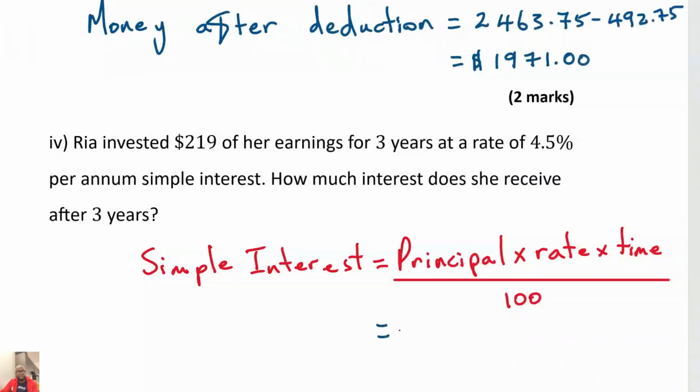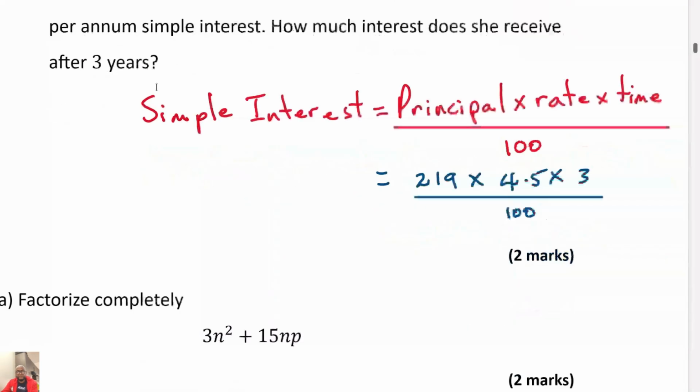Principal would be the money invested or the money borrowed, right? So your principal will be what here? 219. My rate would be how much percent? And my time is always going to be in years, meaning if they say 6 months, that'll be half a year. Time is always in years. So my time would be 3, all over 100.